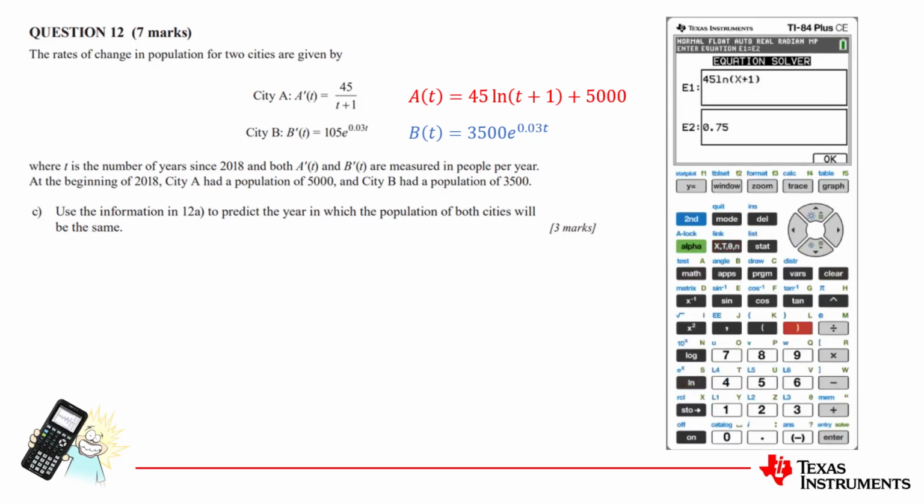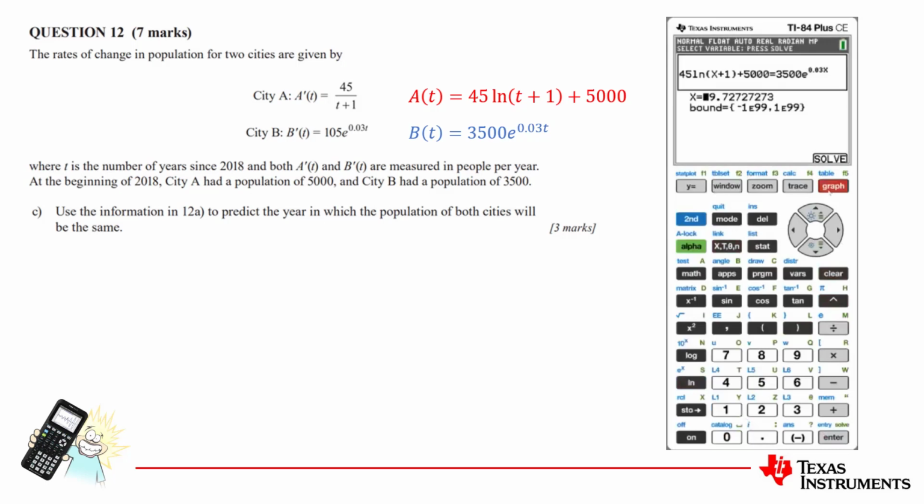Now I'm using x instead of t because that's the standard variable that the calculator likes to solve for. So x plus 1, plus 5,000. And in my equation 2, I'm going to put in my b equation: 3,500 e to the power of 0.03x again. As long as those two variables are the same, the calculator will solve to find x where they're equal to each other. So I'm going to go OK, and then press solve.